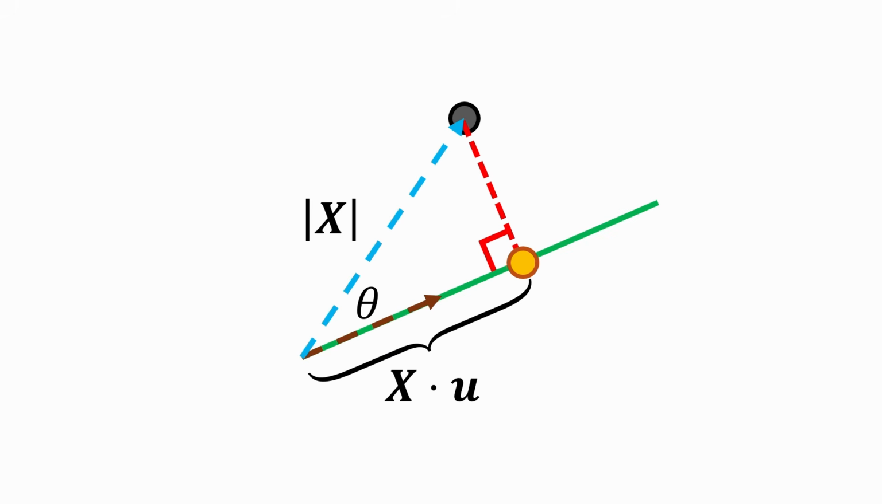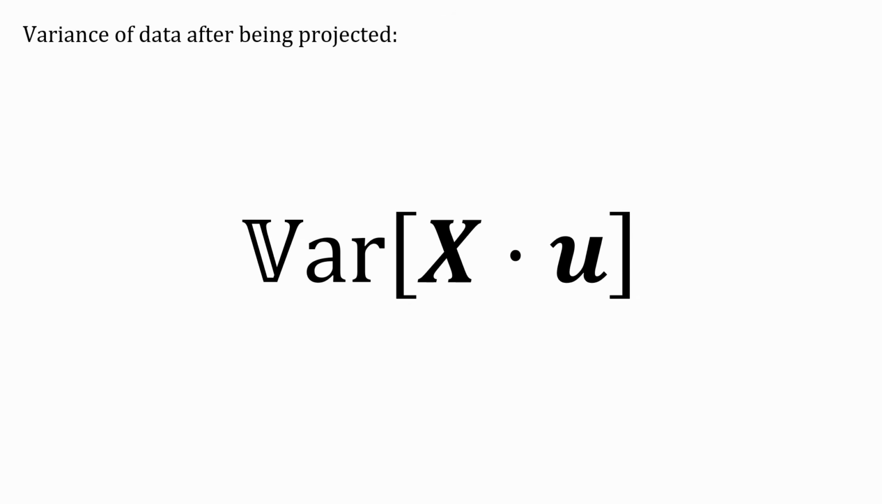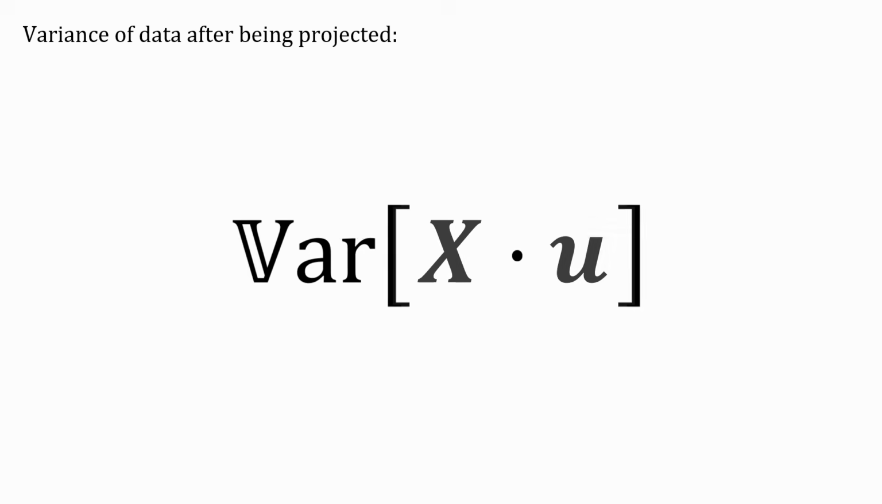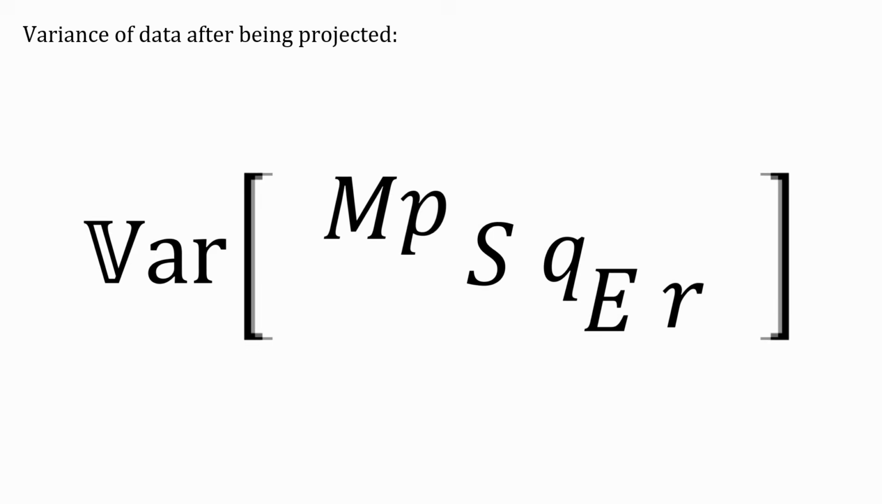Remember, we want to determine the variance of our projected points, how spread out the data is, after it's been projected onto this arbitrary green line. We want the variance of x dot u. Recall that the components of x are maths, science and English, and the components of u are p, q and r. You can compute a dot product by multiplying the corresponding components and adding the results together.